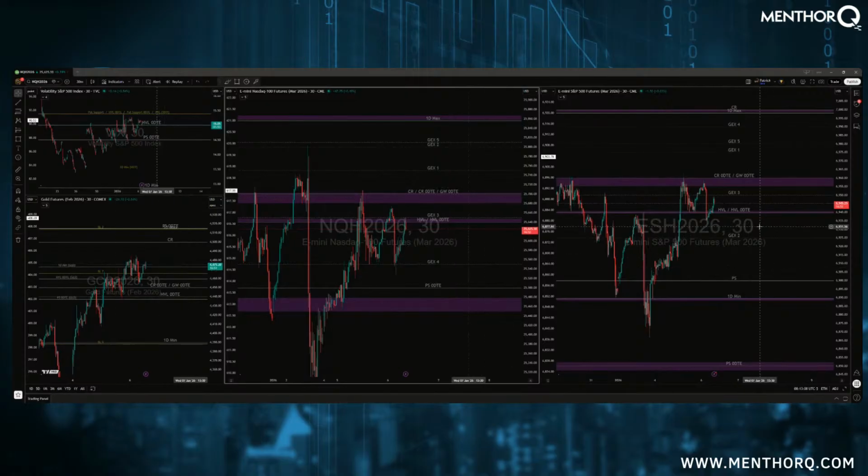And also, if you like the long side more and you think we will be holding between call resistance 0 DTE, gamma vol 0 DTE, and high vol 0 DTE on ES, you have your roadmap here. You can now work with this. You can redefine your risk profile, where you want to place your stop loss.